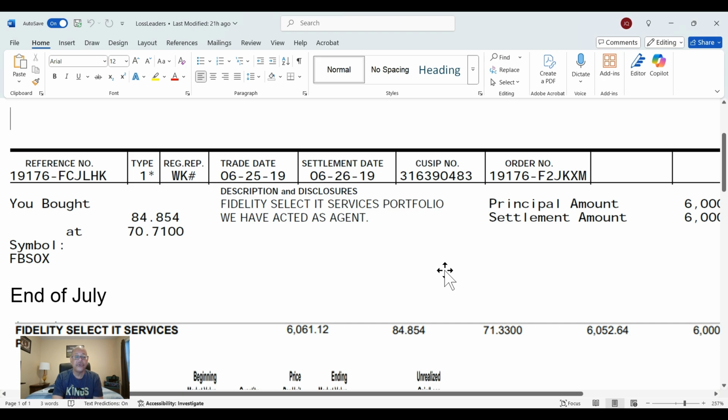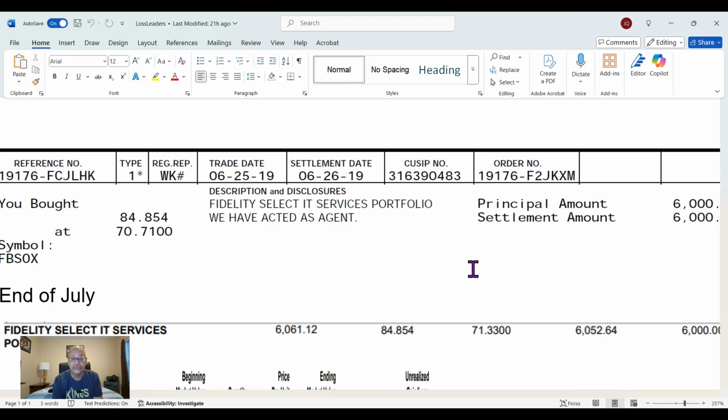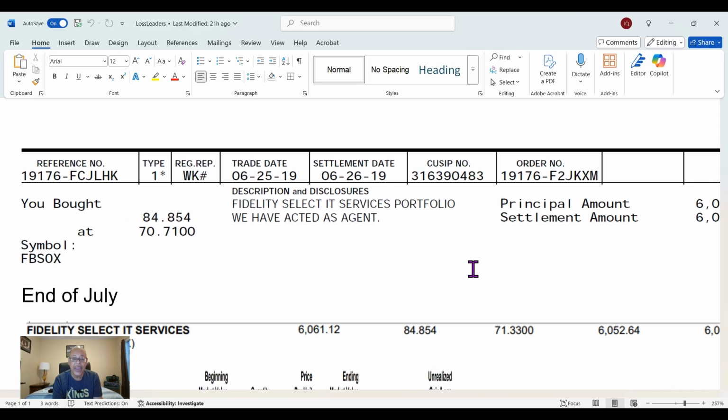Okay, so we're back. The investment that I picked out was Fidelity Select IT Services Portfolio. I was trying to get more into technologies, and I found this. The symbol is FBSOX. I purchased this. This came in as cash from employer that I left in the 401k. Trump was in office, he was doing all kinds of stuff, and the stock market was rallying.